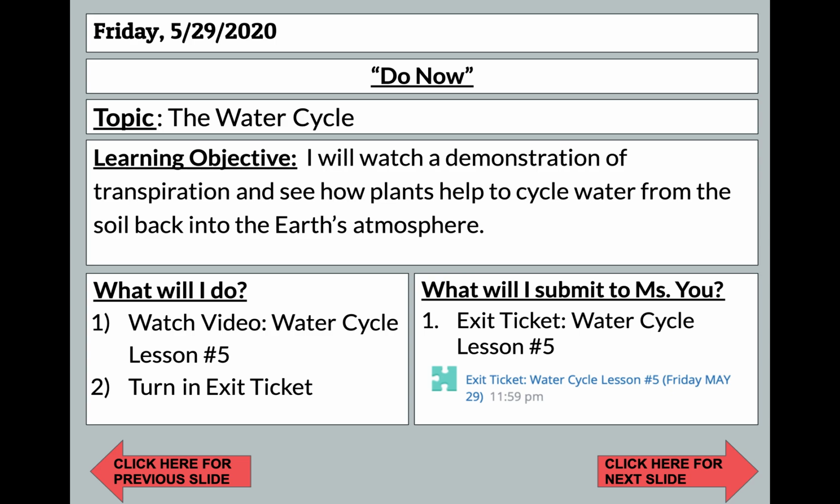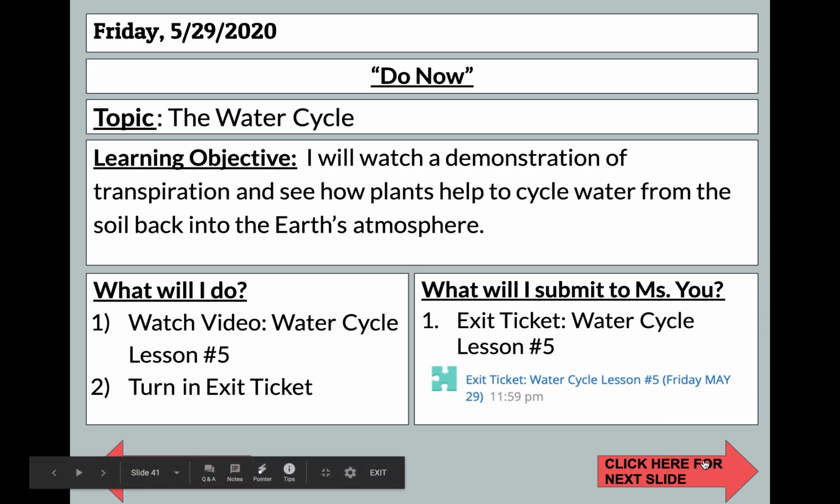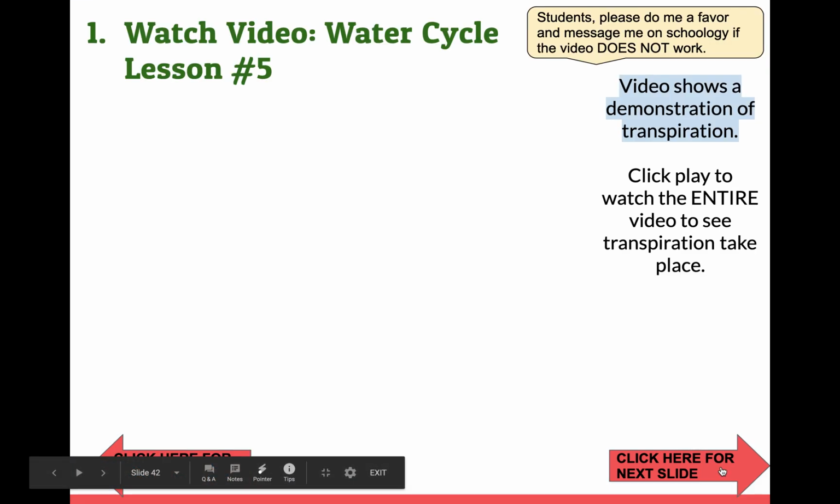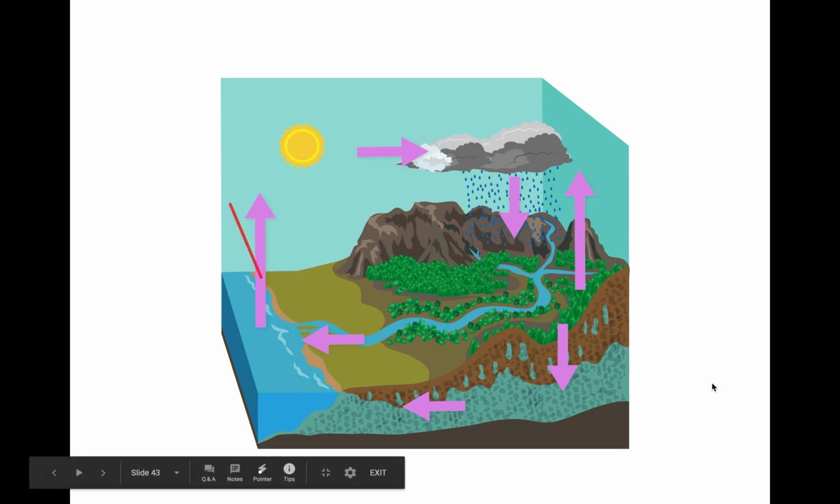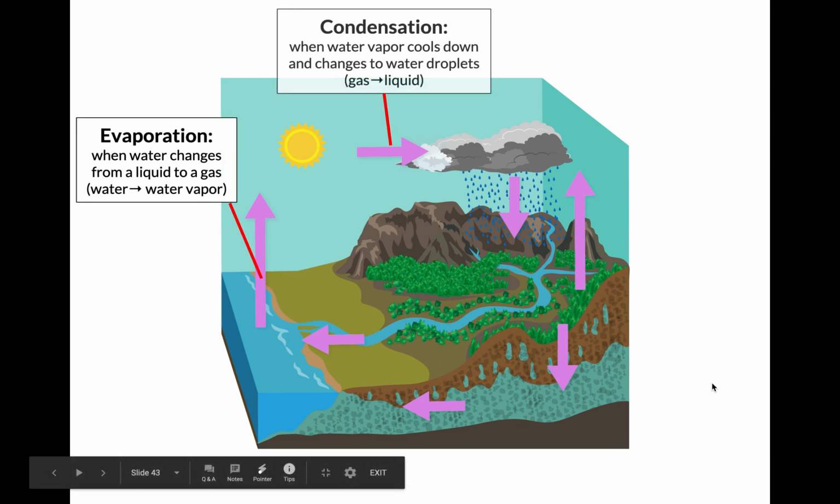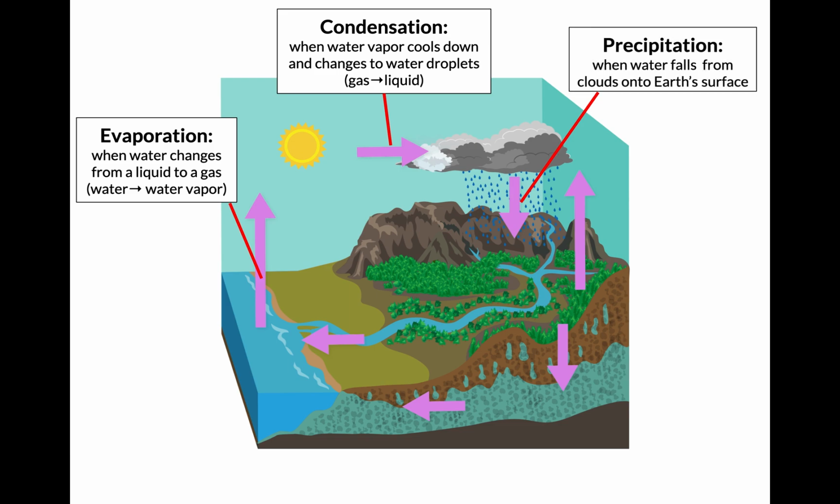So on Tuesday, we focused on evaporation, condensation, and precipitation. So you should know those three words really well. And today we're going to focus on transpiration, which involves plants. So what will you do? You'll watch this video and then turn in the exit ticket found on Schoology. Please make sure you submit all of your work and watch the video until the very end so that you know the password.